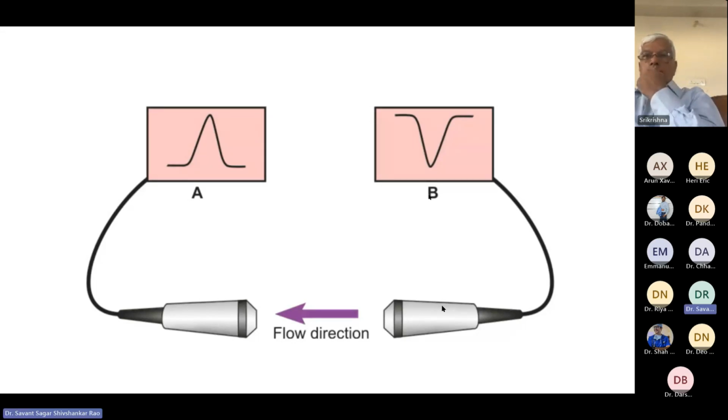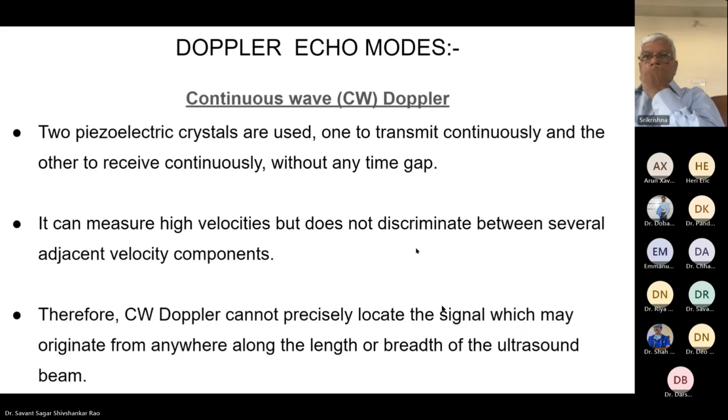By convention, velocities towards the transducer are displayed above the baseline, that is positive deflection, and velocities away from the transducer are displayed below the baseline, that is negative deflection. So we have two modes of Doppler echocardiography, that is continuous wave Doppler and pulse wave Doppler.